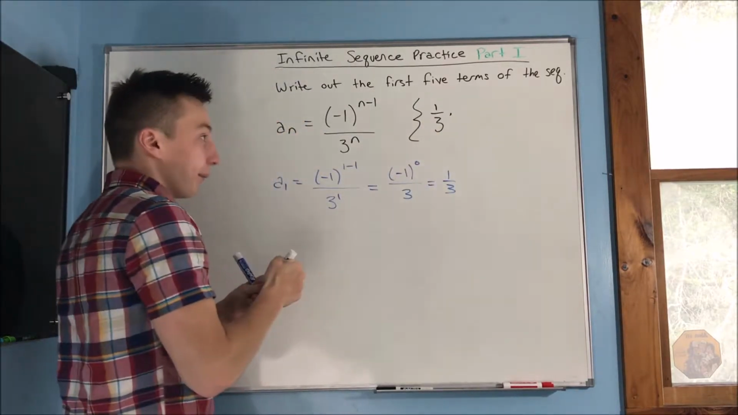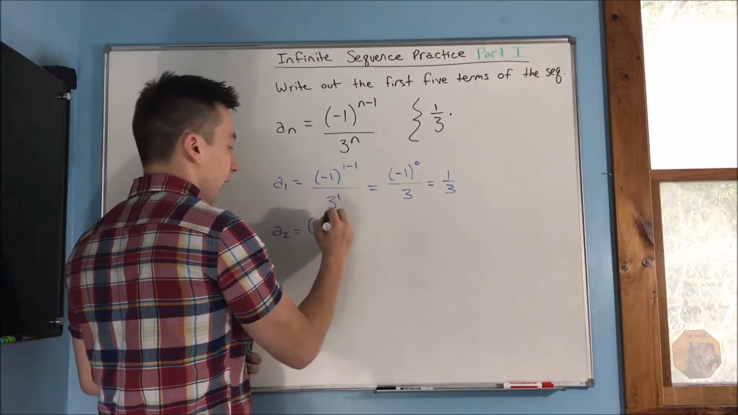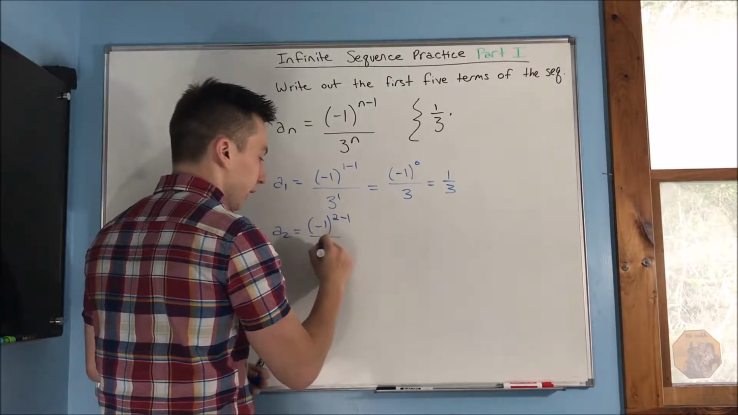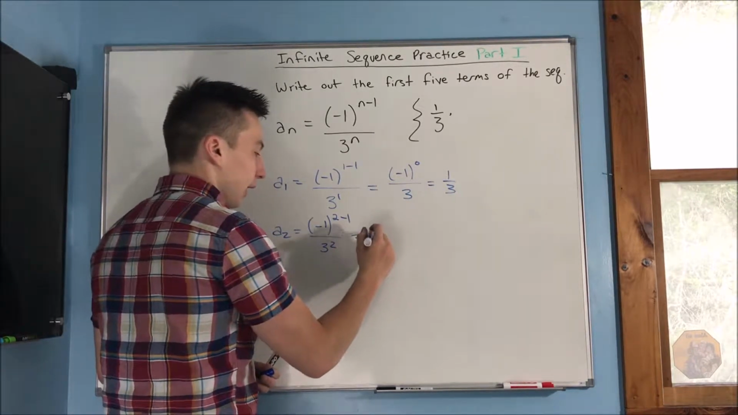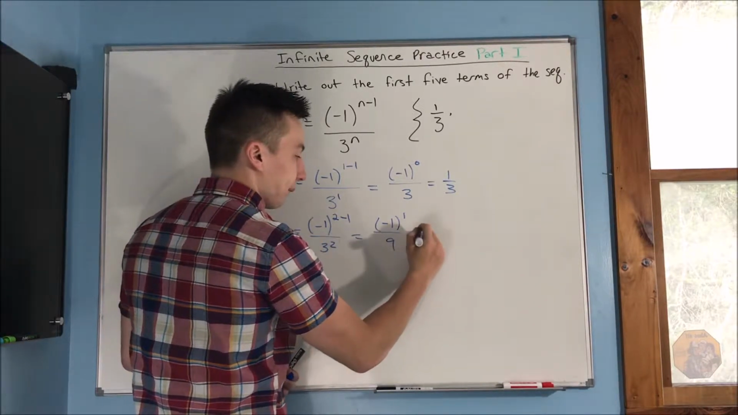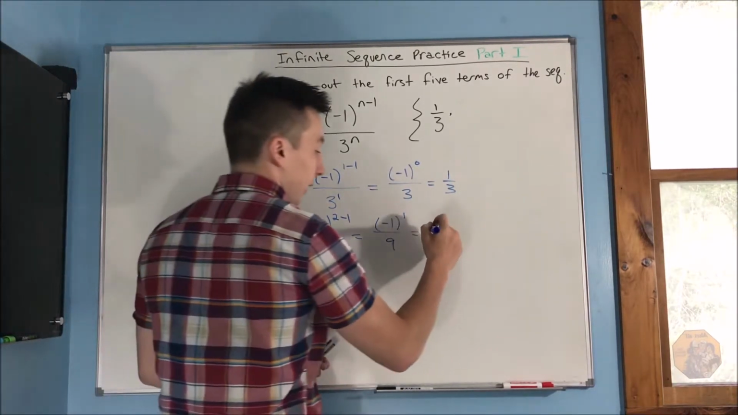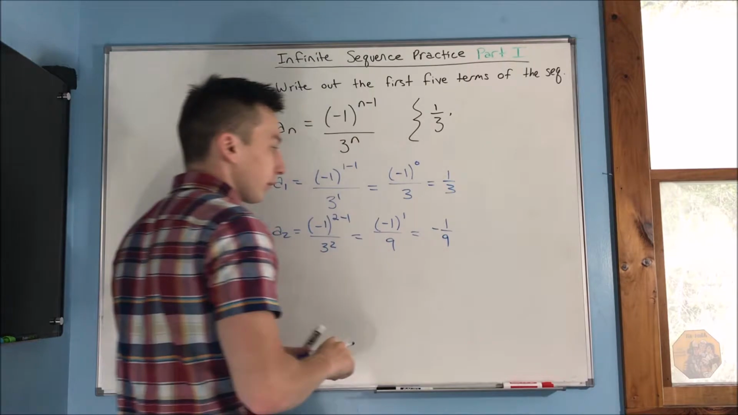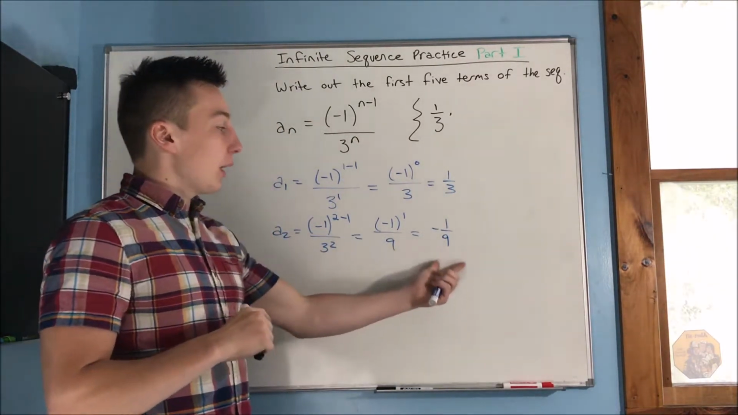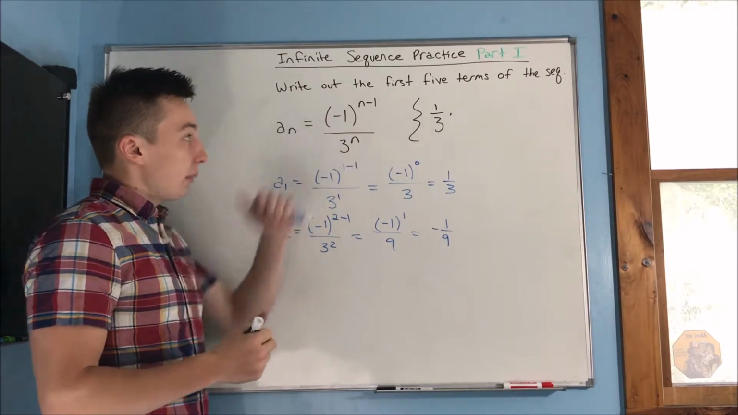For our second term, that's going to be a sub 2, and it's going to be -1 to the 2 minus 1 over 3 squared. That gives us -1 to the first power over 9, which we know is just going to be negative. So we get -1/9. If you saw the last video, hopefully you did, that's how you end up with this alternating negative sign, with this -1 to the n minus 1.